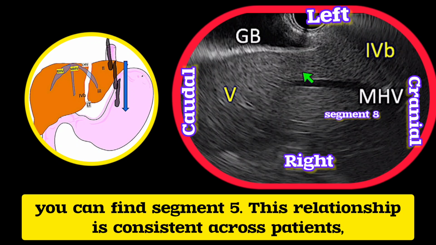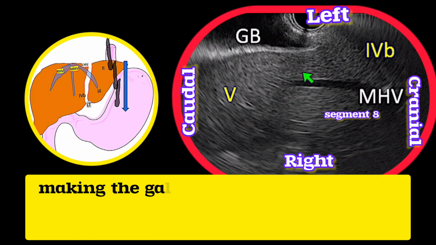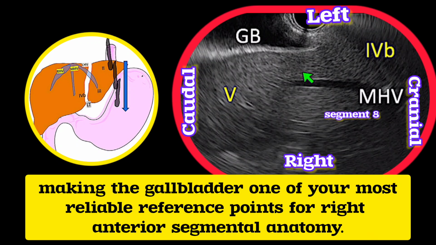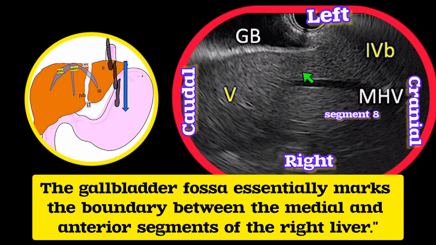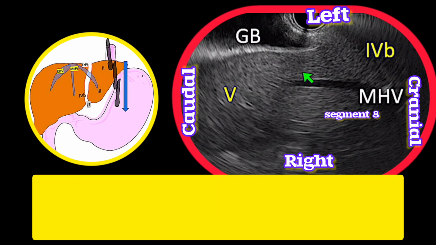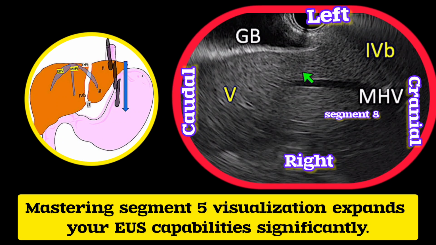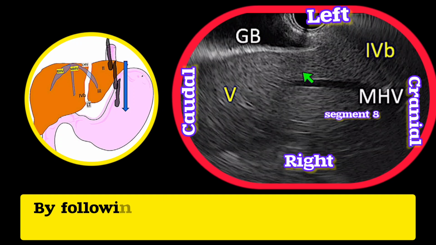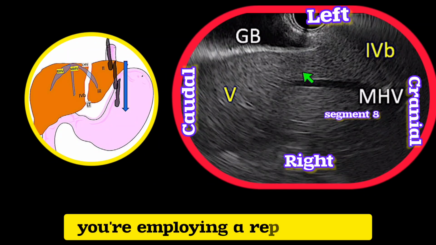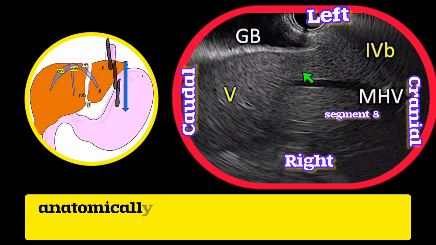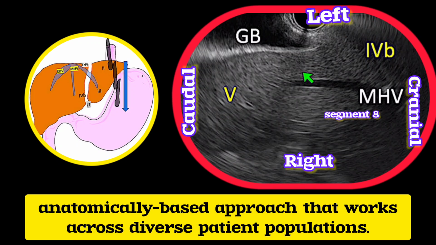This relationship is consistent across patients, making the gallbladder one of your most reliable reference points for right anterior segmental anatomy. The gallbladder fossa essentially marks the boundary between the medial and anterior segments of the right liver. Mastering segment 5 visualization expands your EUS capabilities significantly. By following the middle hepatic vein from the mid-stomach, you're employing a reproducible, anatomically based approach that works across diverse patient populations.